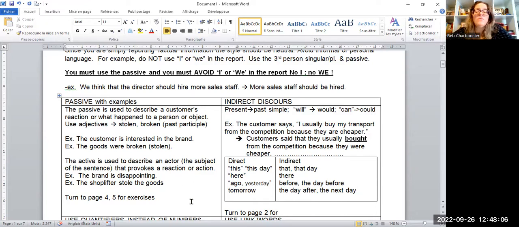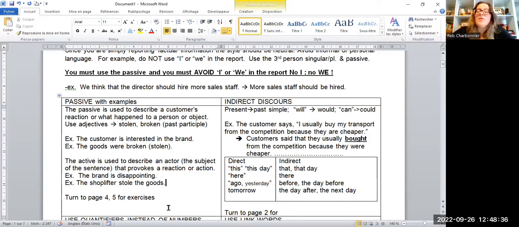Now, the active is used to describe an actor, the subject of the sentence. It can be a person or it can be a thing. That's the actor, because we have robots and machines that we use the active to talk about. And this actor provokes a reaction or an action. So: the brand is disappointing. The shoplifter stole the goods. I forgot to put a period there, so I'll just go ahead and do that.